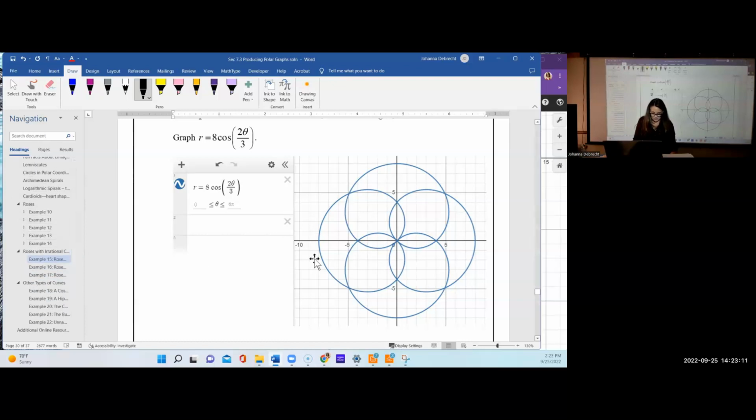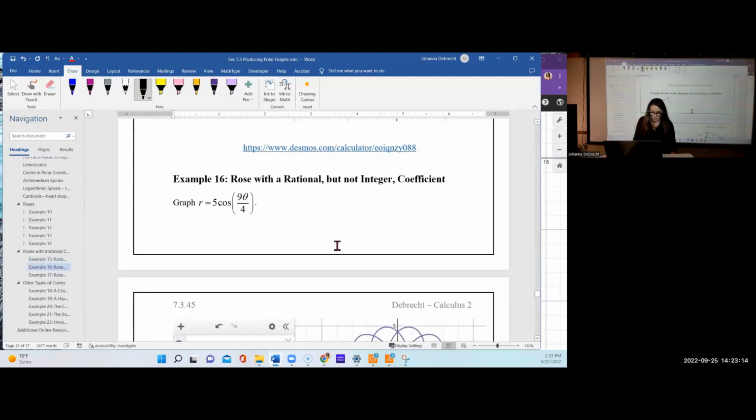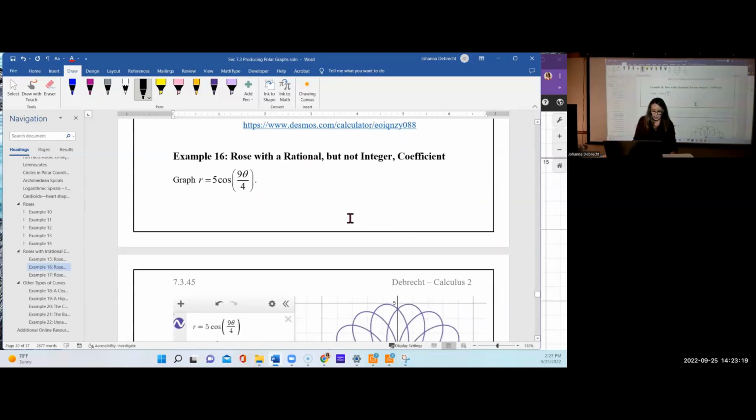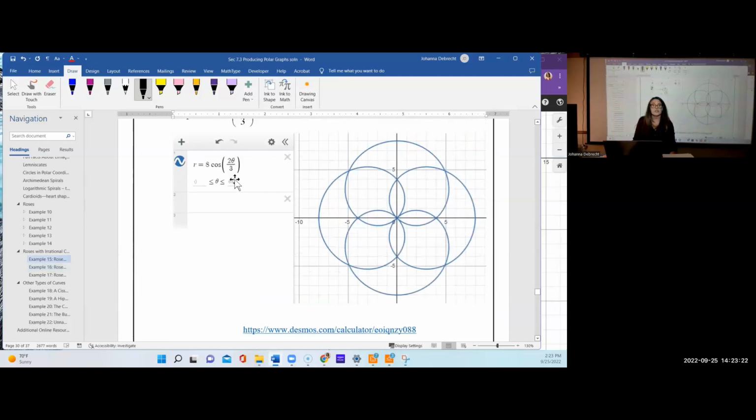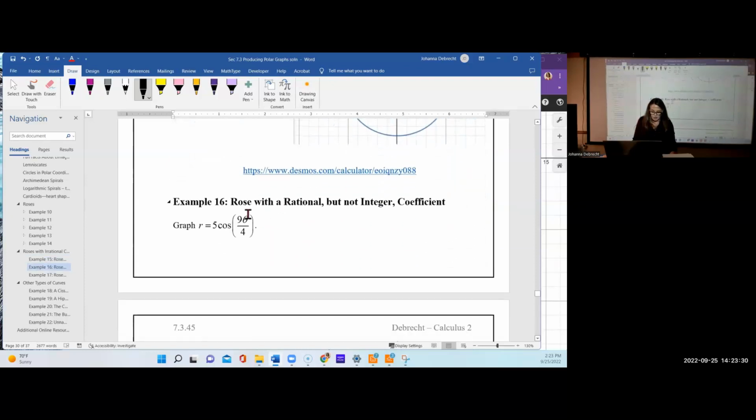Let's now take a look at a rose with a rational coefficient that actually terminates. So this one up here was a rational coefficient, but it's a repeating decimal. So 2/3 is a repeating decimal. It gives a rose of this shape that we see here. And now we're going to take a look at a rose that also has, again, a rational but not integer coefficient of theta, but 9 divided by 4 is a terminating decimal, right? That's 2.25. So it doesn't repeat. 2/3 is 0.66666 forever and ever and ever.